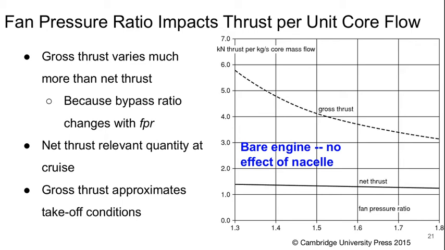The fan pressure ratio also impacts the thrust per unit core flow, and the gross thrust varies a lot more than the net thrust does because the bypass ratio is also changing. The net thrust is the quantity that's relevant at cruise, while the gross thrust approximates our takeoff conditions. So here we see that the gross thrust drops a lot as the fan pressure ratio rises, but the net thrust, while decreasing, doesn't change very much.